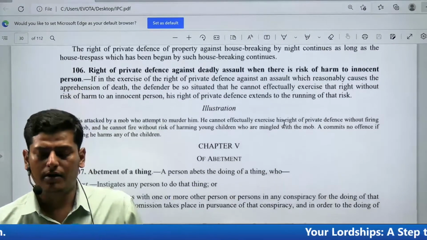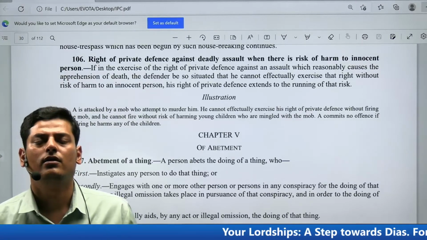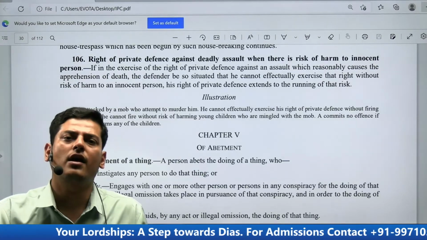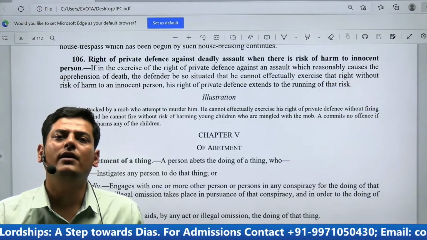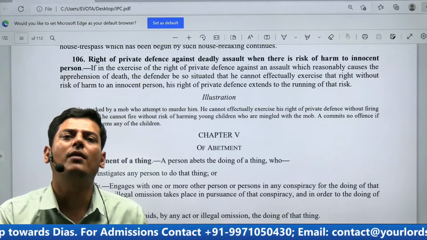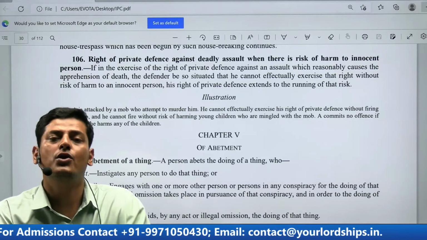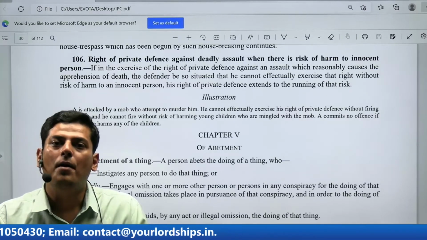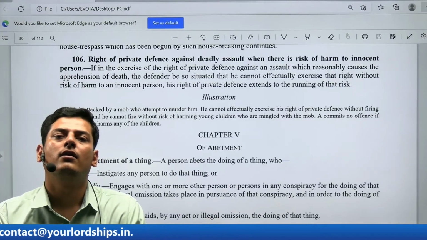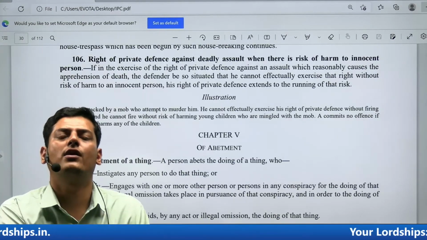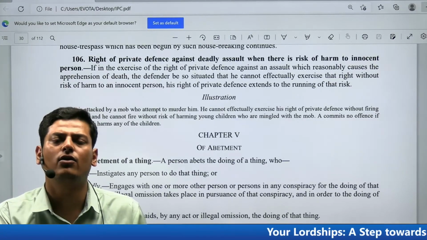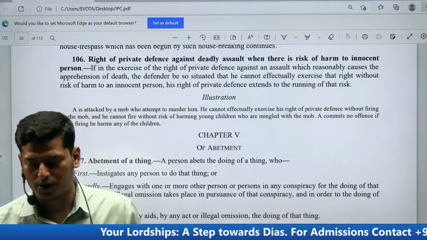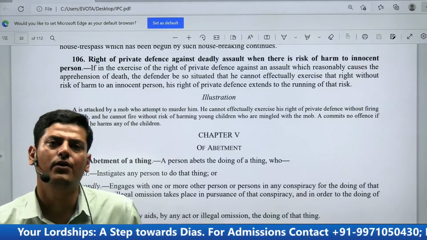But in these scenarios, there might be a situation that there is a mob, there is such circumstance in which I cannot effectively exercise my right of private defense without incurring the risk of causing harm to some other person who is not assailant, who is not the wrongdoer. He is an innocent person. Then my right of private defense is not limited by the presence of such third person, innocent person, who is not assailant or wrongdoer. Law gives me the right to run the risk of causing of that harm. यही दिया है section 106 में.